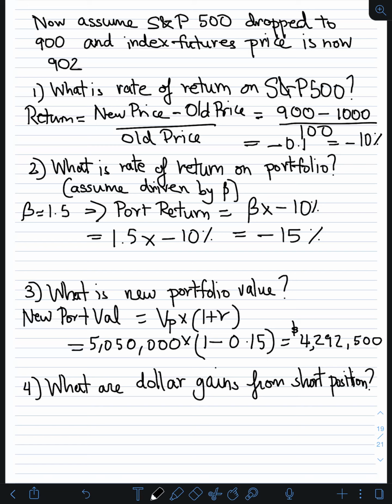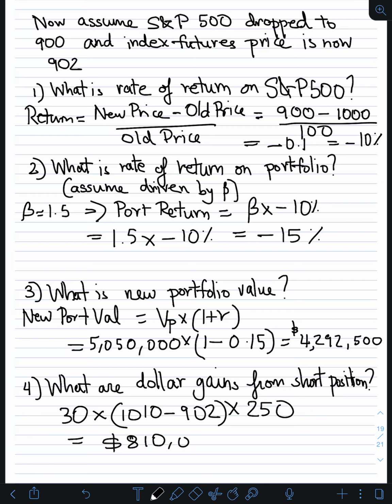The dollar gains on the short position is 30, the number of contracts, times that change in price, which is 1010 minus 902, times 250, because each futures contract is 250 times the index value, and that is a gain of 810,000 if you multiply that out.